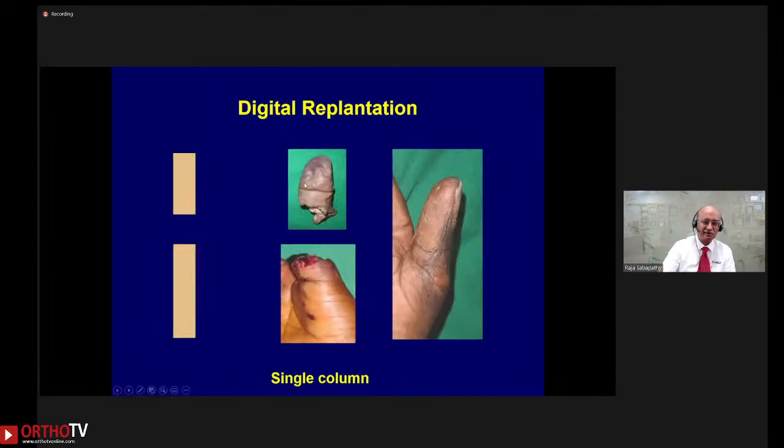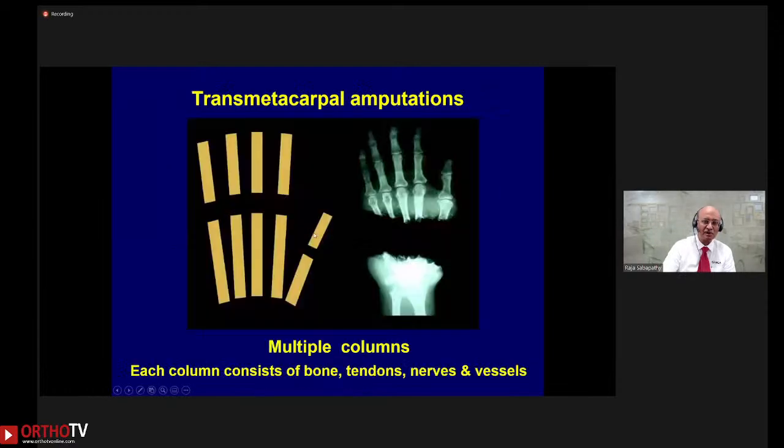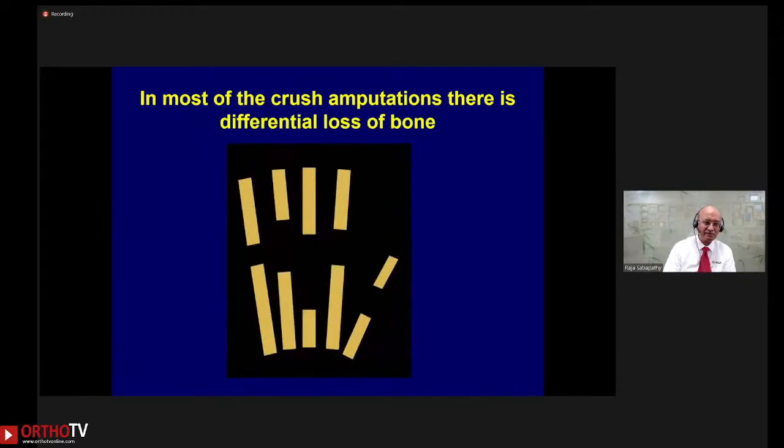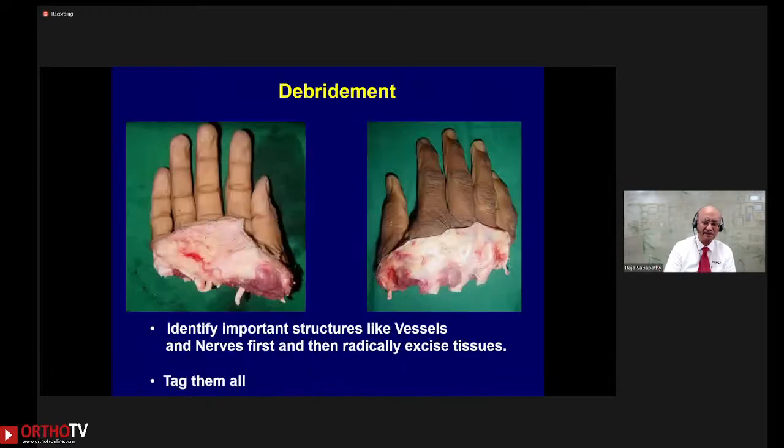See, for example, if you're doing a thumb replant, there's only one column. And if you are doing a wrist replant, there's only one column. But if you have a transmetacarpal replant, there are 5. And at the end of debridement, you may find that the bones are at different levels. And this differential loss is not restricted to bone alone. It could extend into the fingers too.